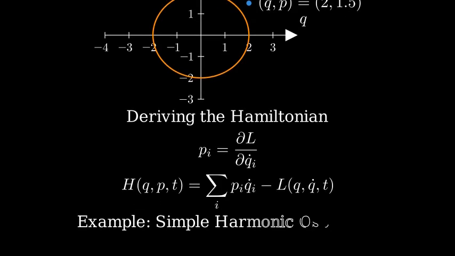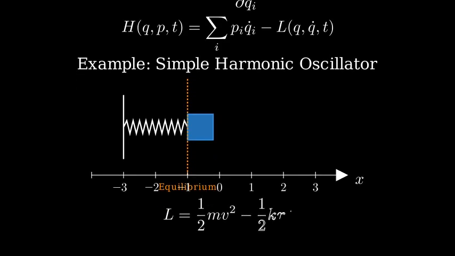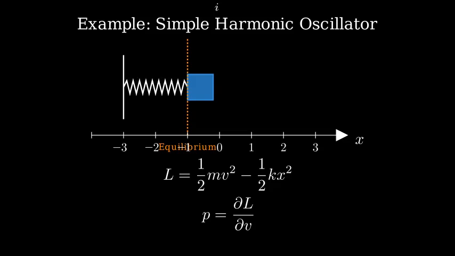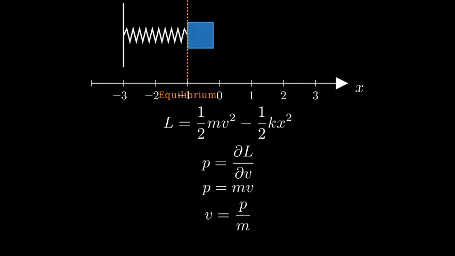Let's illustrate this with a simple example: the harmonic oscillator. For a mass on a spring, the Lagrangian is the kinetic energy minus the potential energy, which gives us L equals 1/2 mv squared minus 1/2 kx squared. The generalized momentum is the partial derivative of L with respect to velocity, which gives us p equals mv. We can solve for v in terms of p, giving us v equals p divided by m.